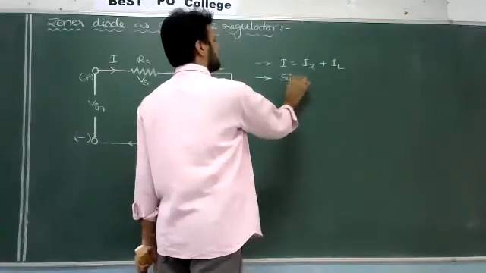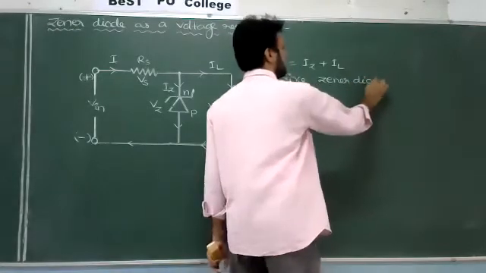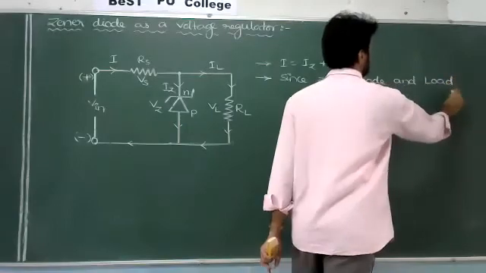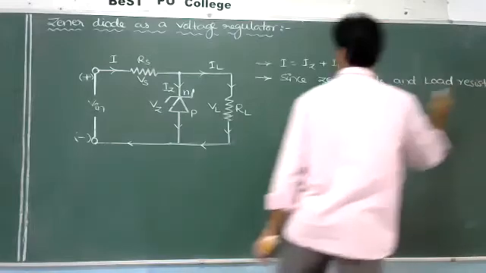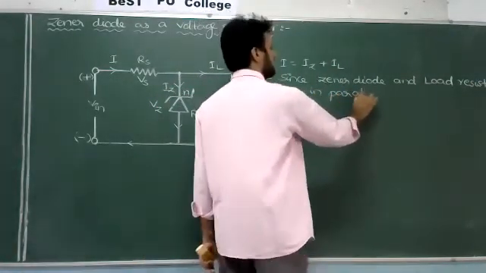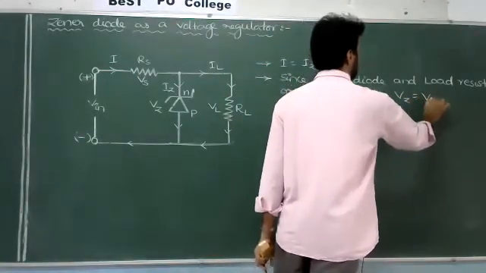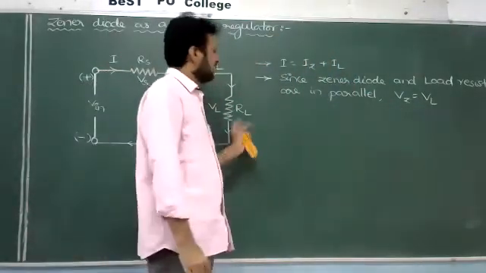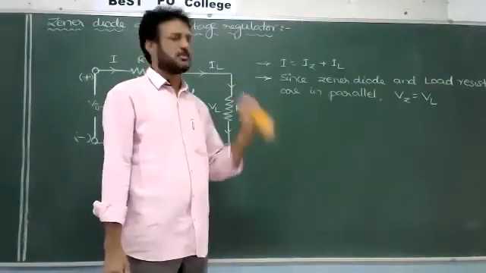Since the Zener diode and load resistance are in parallel, Vz is equal to VL, both are equal. The Vz value and VL value are equal, and that is nothing but the output value, which is equal to V output.